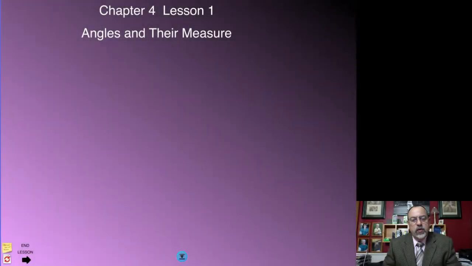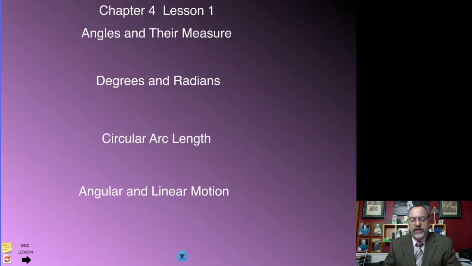Pre-calculus, Chapter 4, Lesson 1. In these next couple of chapters we're going to be working with trigonometry, which has to do with triangles if you remember from your geometry, but it also extends to circles, and we're going to be taking a closer look at those. We need to take a look at degrees and radians and how we work with those, which we'll do first. We'll then take a look at measuring the length of an arc on a circle, and then we'll take a look at angular and linear motion. What's the difference between the two, and how can we convert from one type of measurement to the other?